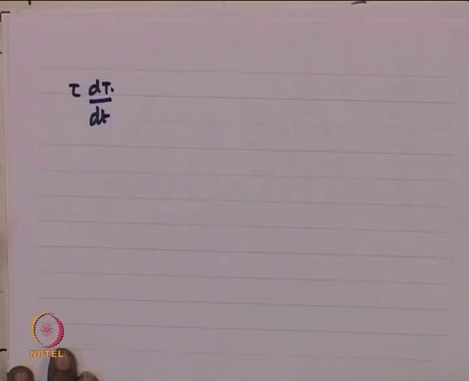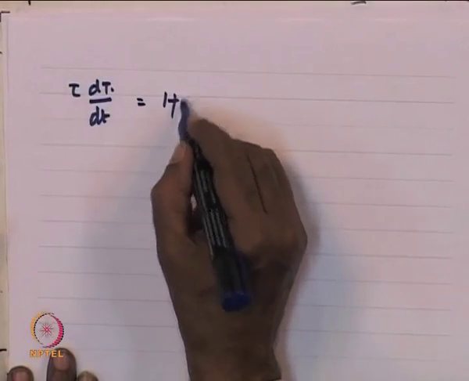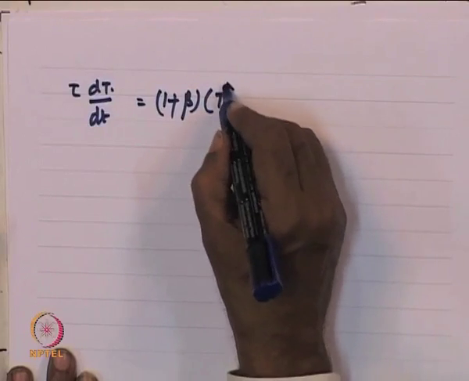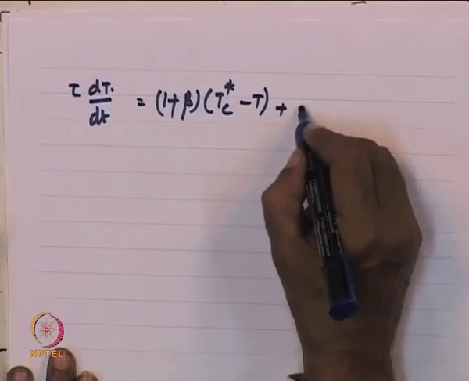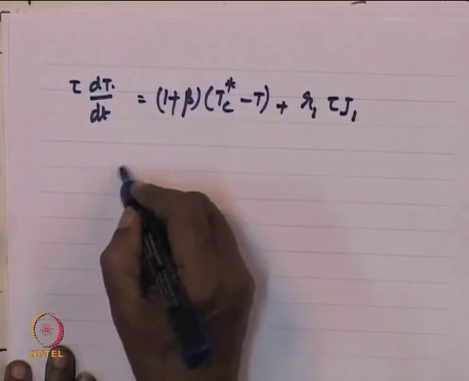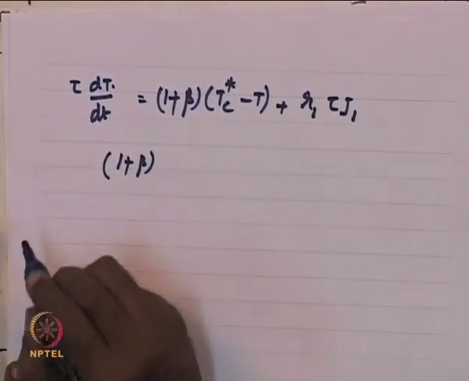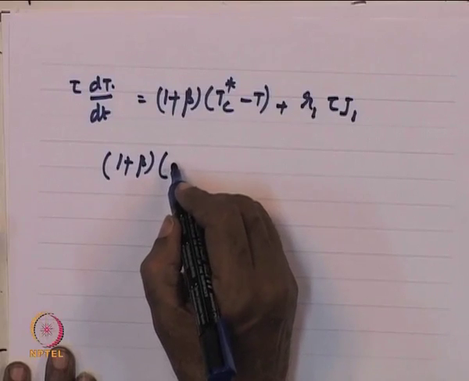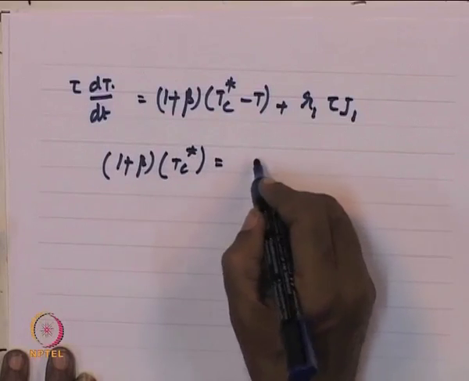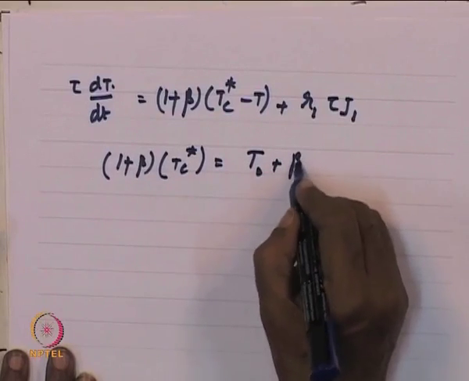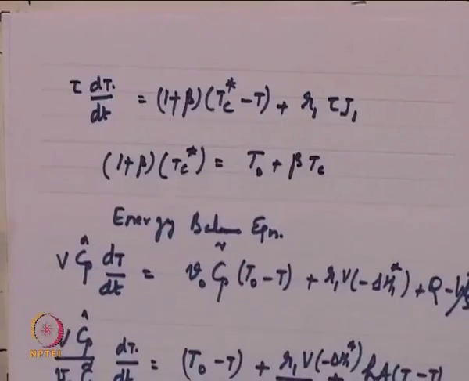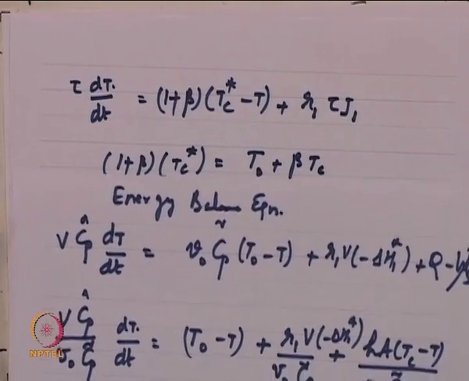I am combining the first and the second term and writing it as (1 plus beta) times (T_c star minus T) plus R1 tau J1, where (1 plus beta) times T_c star equals T naught plus beta T_c. What we have done, please notice here, is the following.